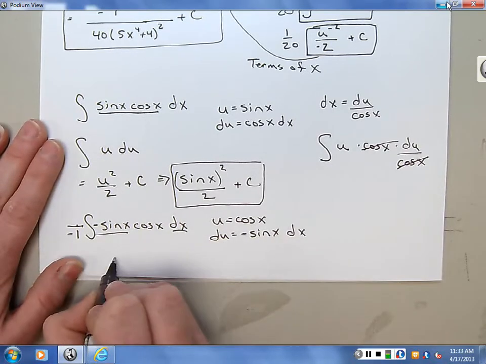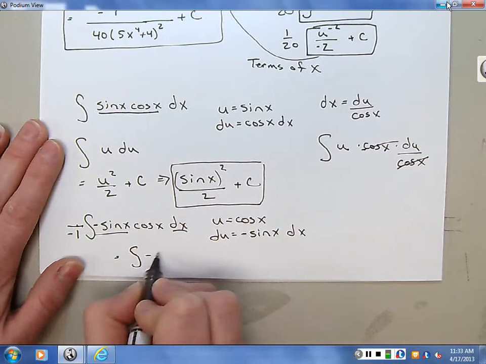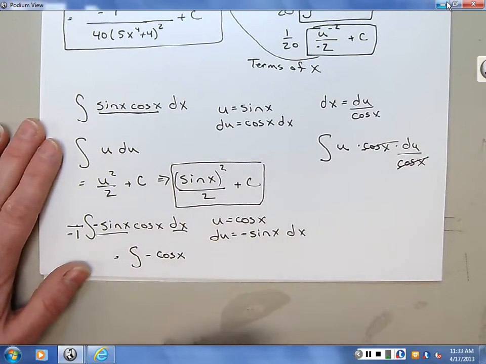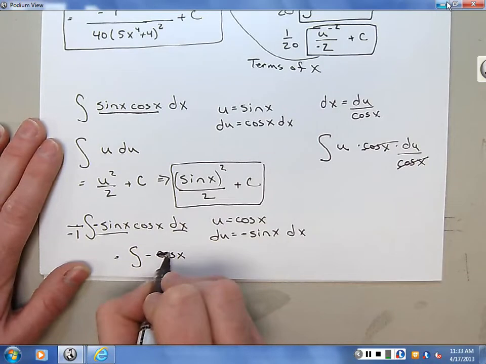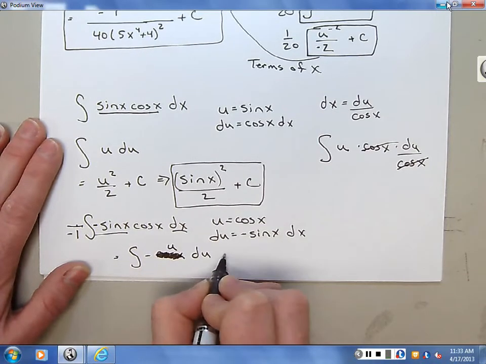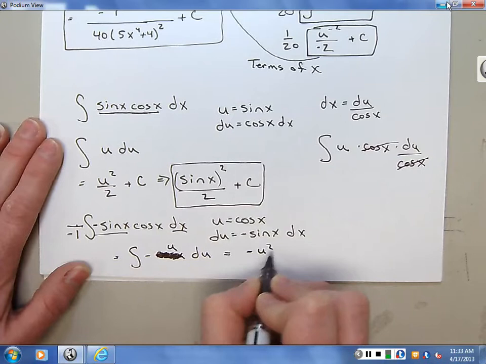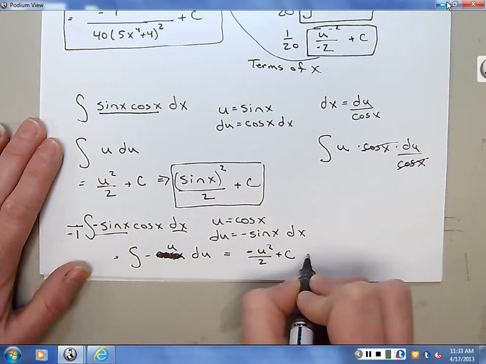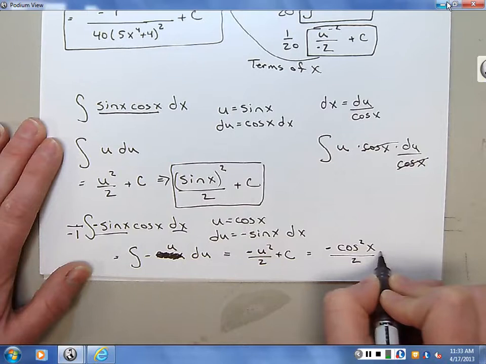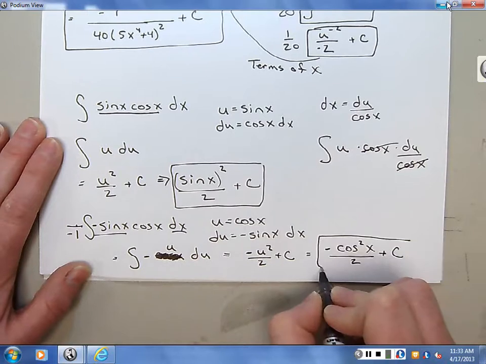So simplifying this, it's the integral of a minus cosine of x. Sorry, minus cosine, minus u, minus u du. Which would be minus u squared over 2 plus c, which is minus cosine squared x over 2 plus c. These two equal each other.